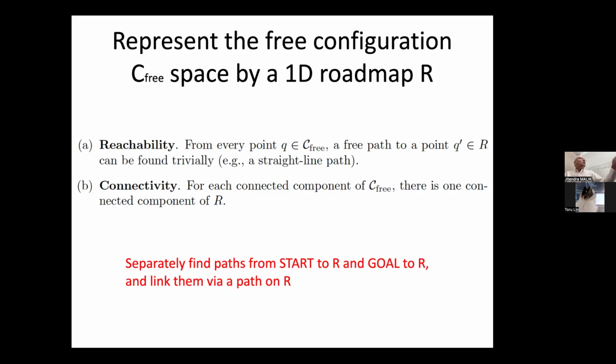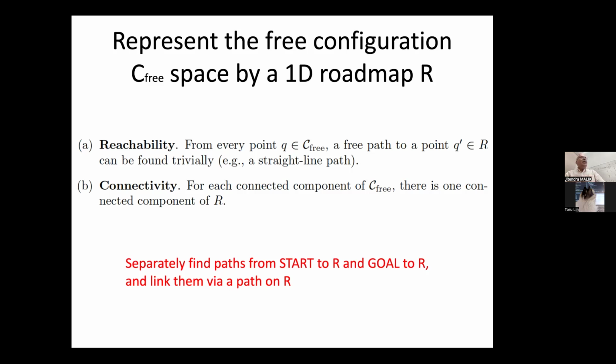And the person who worked on this in detail was John Canny, one of our colleagues here at Berkeley. John Canny's PhD thesis was essentially on how to calculate these roadmaps analytically. And there are these properties here, which is reachability, which essentially says intuitively that from some point in the free part of configuration space, you can get to the roadmap, and then you can exit similarly.